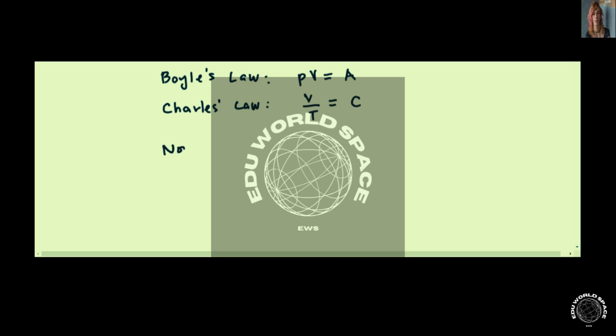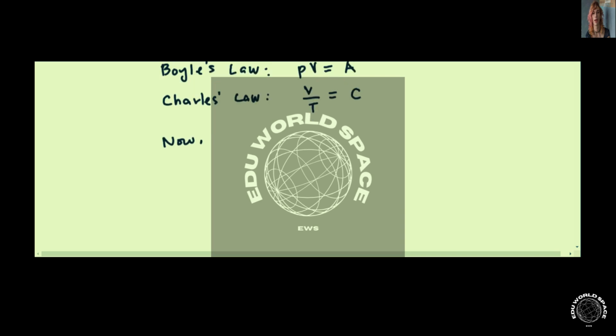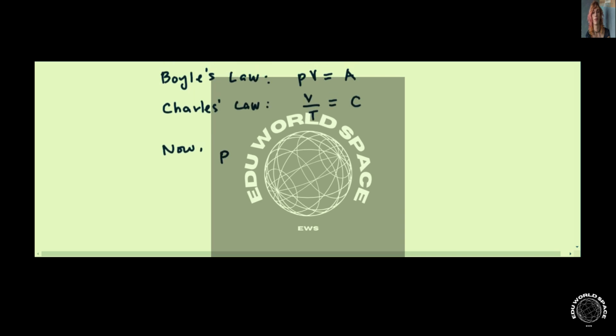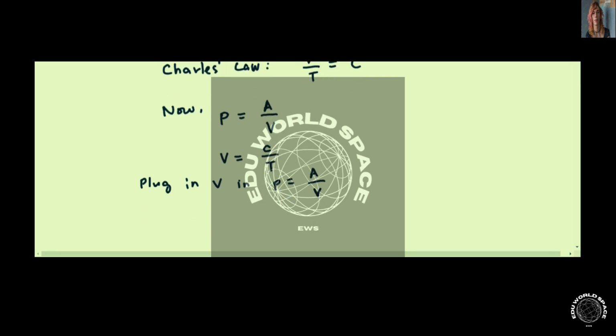Now, let us try to establish the relationship between pressure and temperature using Boyle's law and Charles' law. From Boyle's law equation, we can rewrite P as A over V. And from Charles' law equation, we can rewrite V as C over T. Plug in V in P equals A over V. That gives us P equals A over, where your V is C over T.